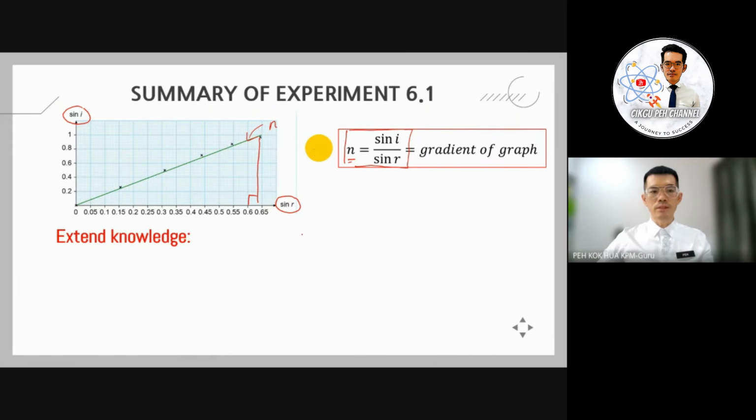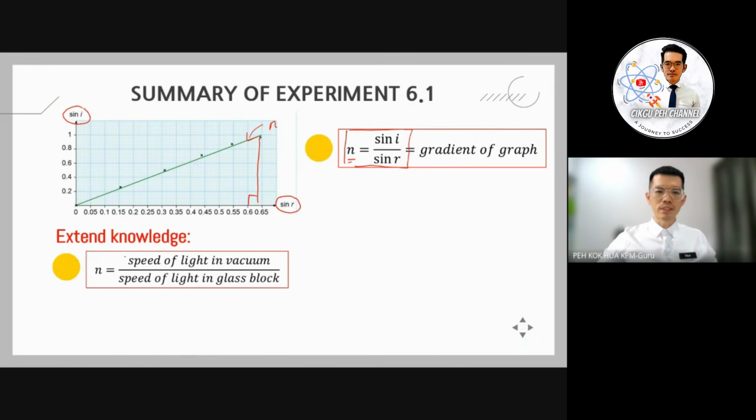Here is the extended knowledge for Experiment 6.1, where the refractive index you find can actually be used to find out the speed of light in the glass block with this formula. And we know that the speed of light in vacuum or in the air is equal to 3 times 10 power 8 meter per second. Besides that, the refractive index you get from the gradient of the graph may also help you to find out the critical angle of the glass block.